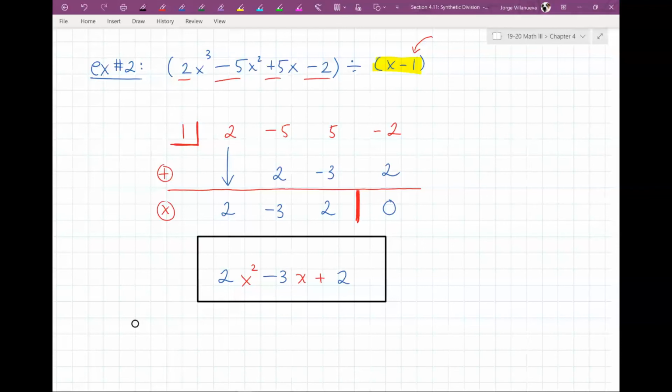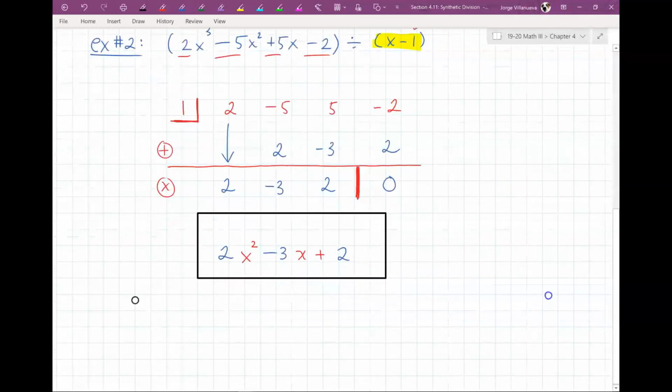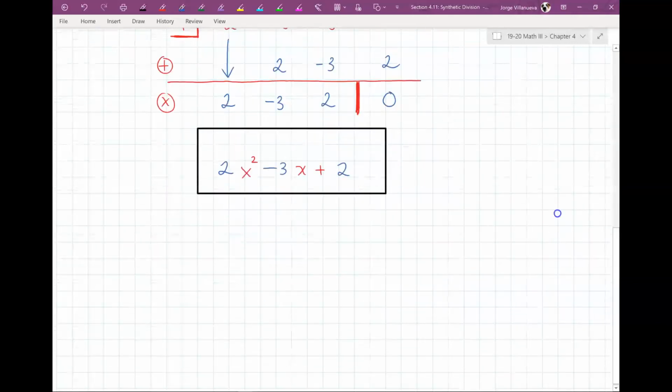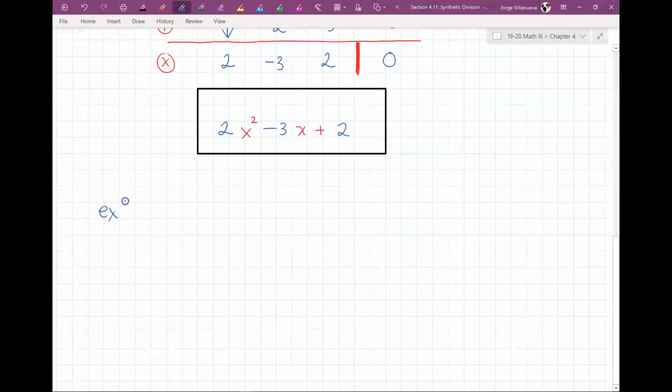So let's try one more. I'm just getting them from the back here. Let's try the number 10. This is a longer one, and then we'll be done. So example number 3, again, you're not doing the back page. So even though I'm doing number 10, you don't have to write it down and do it. We're just kind of using it as an example.